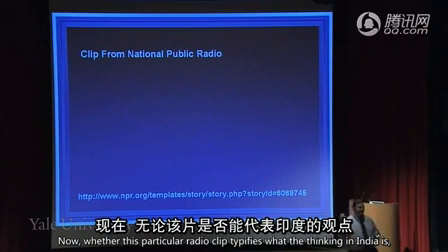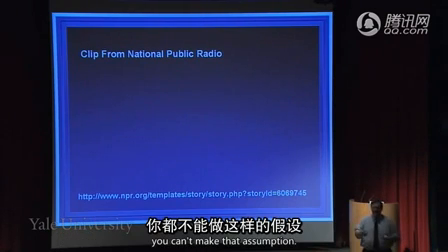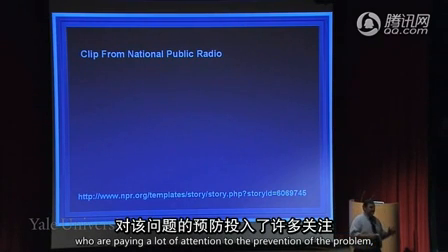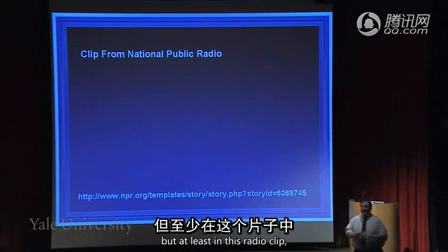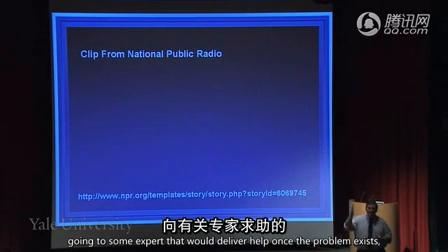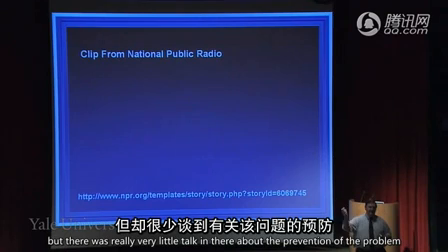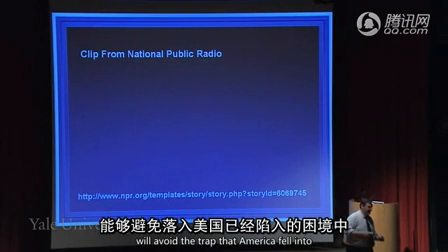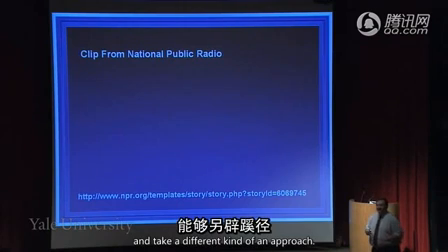Now, whether this particular radio clip typifies what the thinking in India is, you can't make that assumption. And in fact, there are some very progressive people in India who are paying a lot of attention to the prevention of the problem. But at least in this radio clip, it was about clinics, it was about treatment, it was about the people with the problem going to some expert that would deliver help once the problem exists. But there was really very little talk in there about the prevention of the problem, and that's a whole different approach. So we have to hope that countries like India will avoid that trap that America fell into and take a different kind of an approach.